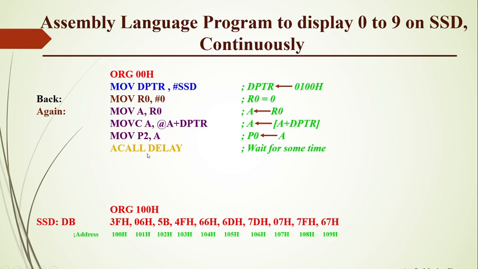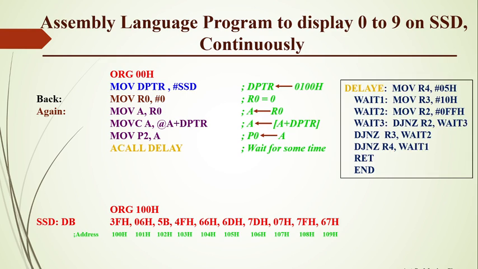Here we are calling the delay. We are waiting for some time to display that number, and here is the subroutine for delay. Here MOV R4, #05H, this value is loaded into register R4. Then the second instruction is MOV R3, #10H, and again MOV R2, #0FFH.